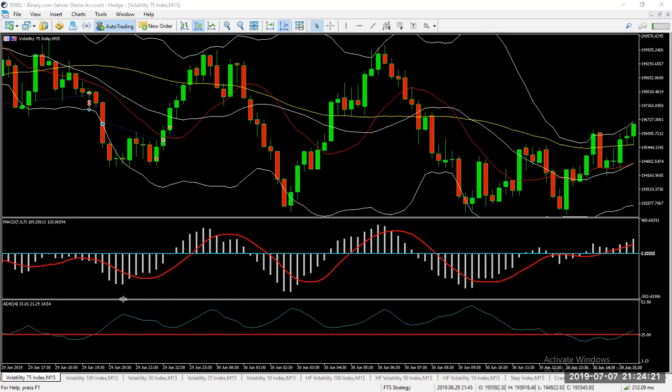So this was an upward movement, and you can see when this upward movement ended here and closed above the middle Bollinger band, the MACD started showing an upward movement.